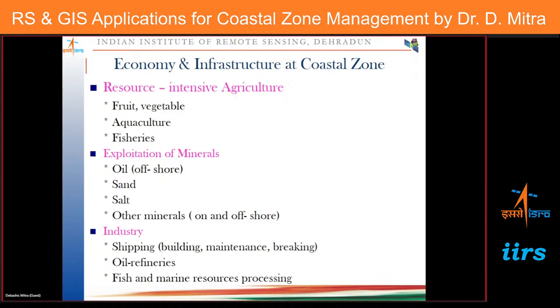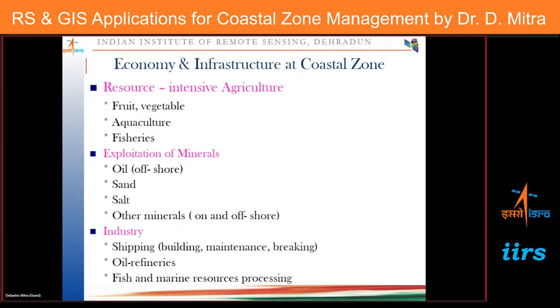Aquaculture activities are happening. It's one kind of artificial fishing, a fisheries activity. As I told, 90% of the wild fish catch comes from the coastal zone, so lots of fishing activities are happening on the coast. Exploitation of minerals, offshore oil exploration, onshore oil exploration, sand mining, and salt extraction are also happening in the coast.